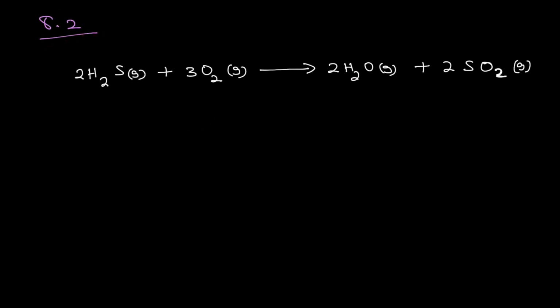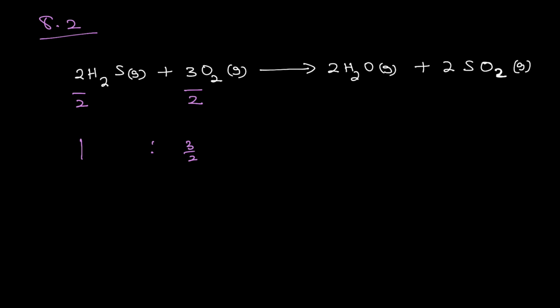Question 8.2. Calculate the volume of oxygen required to react with 50 centimeter cube of hydrogen sulfide. Looking at the equation, we can see that 2 mole hydrogen sulfide react with 3 mole of oxygen gas. So if I divide that by 2, 1 mole of hydrogen sulfide will react with 3 over 2 mole of oxygen gas.